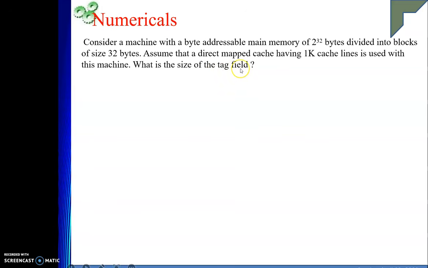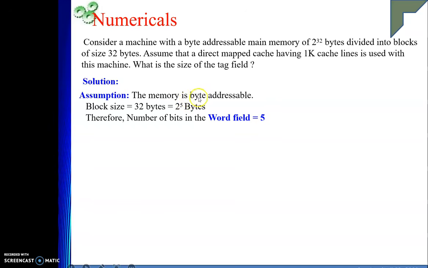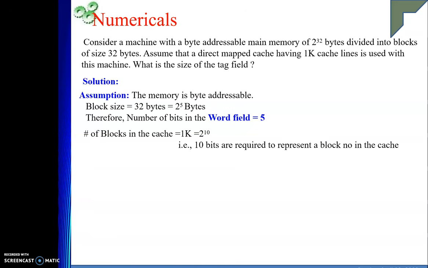What is the size of the tag field? That we need to find out, right? So see, the memory is byte addressable. Block size is 32 bytes. Express it in powers of 2. So it will give me the word field length to be 5 bits, right? The number of blocks in the cache is given as 1k. Very simple numerical basically, 1k. That means 10 bits are required to represent a block number.